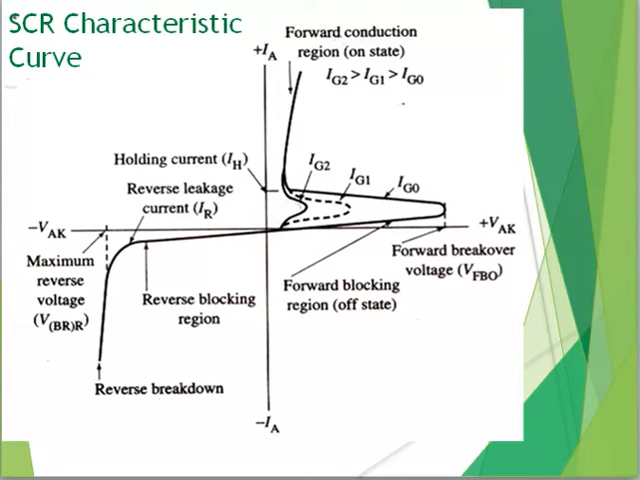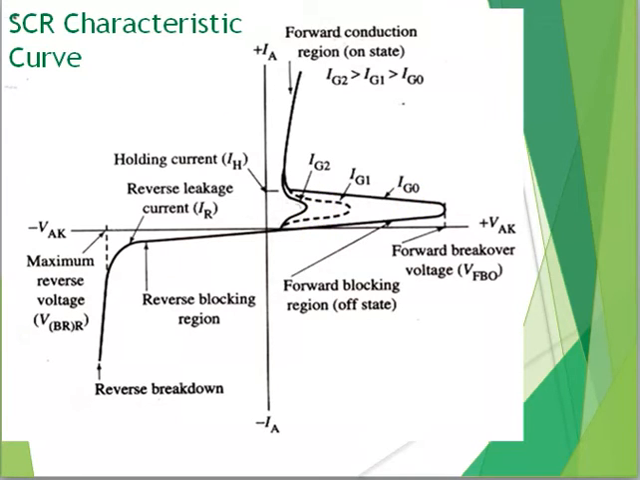Now let's see transition state. SCR remains in blocking state as long as the forward anode to cathode voltage is less than the breakover voltage. As soon as VAK becomes greater than the breakover value, the anode current IA increases sharply to a high value and the voltage across SCR reduces sharply to a low value. The switching of SCR from off state to on state and vice versa takes place in a short time. This changeover is called the transition state. As this is an unstable state, it is shown by a dotted line here.